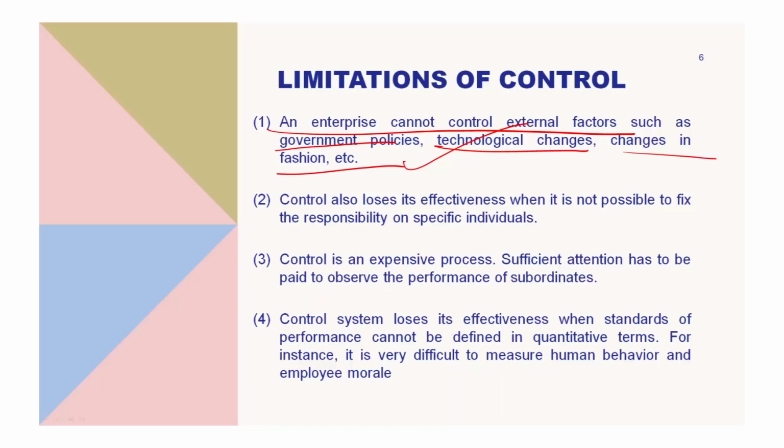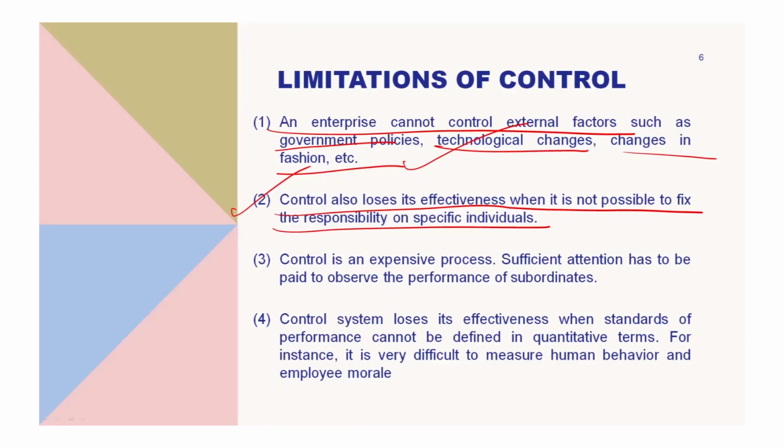factors. Second is, controlling also loses its effectiveness if it is not able to fix the responsibility of a specific individual. Sometimes you are not able to fix the responsibility of an individual. Sometimes it happens. So, in that case there is no accountability, there is no responsibility of the individual, then how will you be able to measure it, how will the corrective action be taken up?